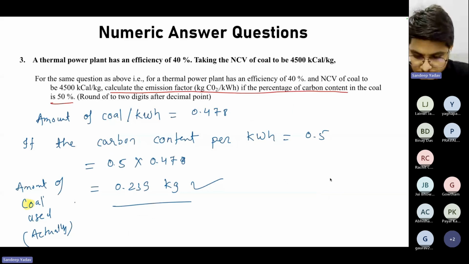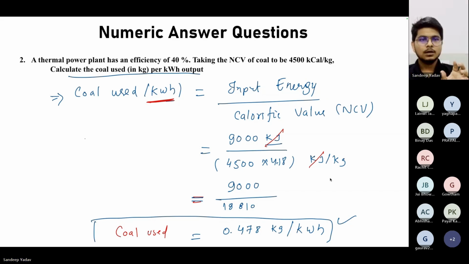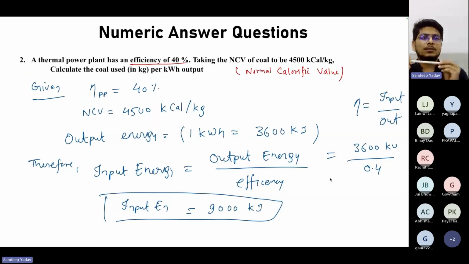Yeah, sure. So I'm just repeating both the questions. The thermal power plant is having efficiency of 40%, taking an NCV of the coal as 4,500 kilocalorie per kg. So first of all, we must know what is the input energy that we have given. So the coal used per kilowatt hour will be the input energy by the NCV.